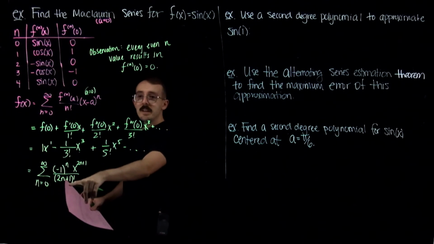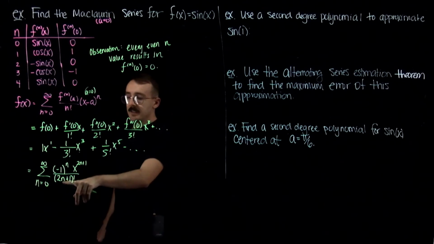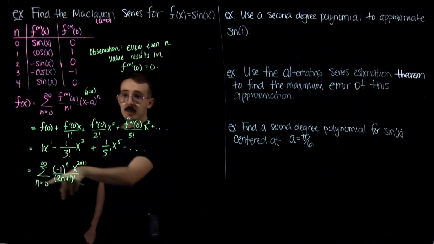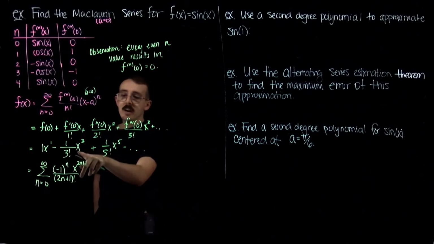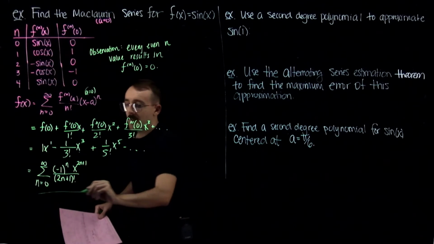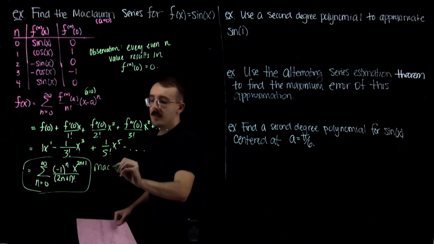So this right here is our Maclaurin series for sine of x, because if you were to check with this, this expression right here will keep all of the odd powers present, and then all the other ones go to 0. So this would be another thing I would make a note card out of.